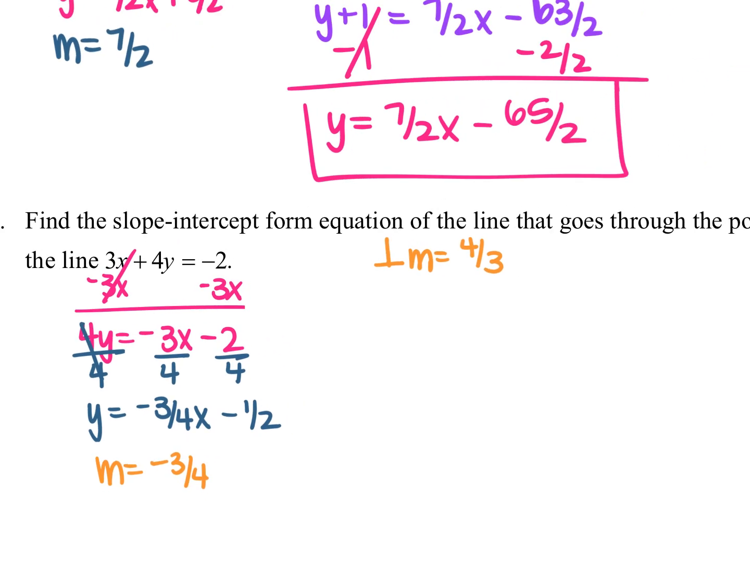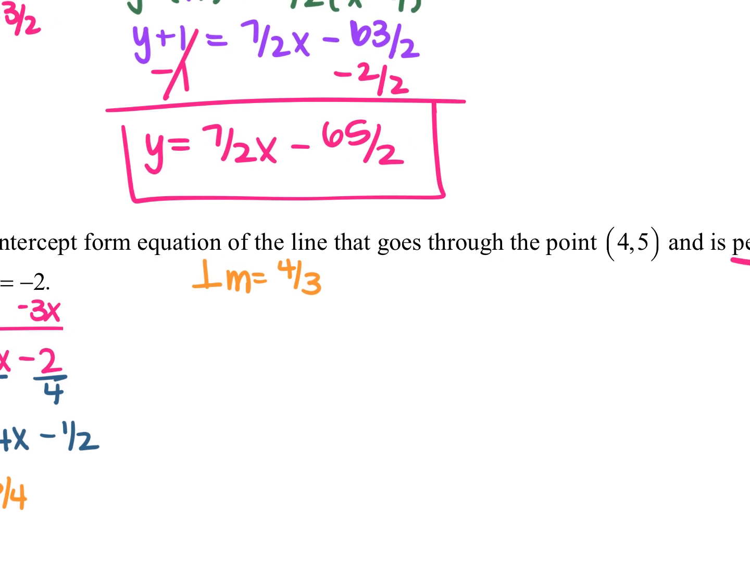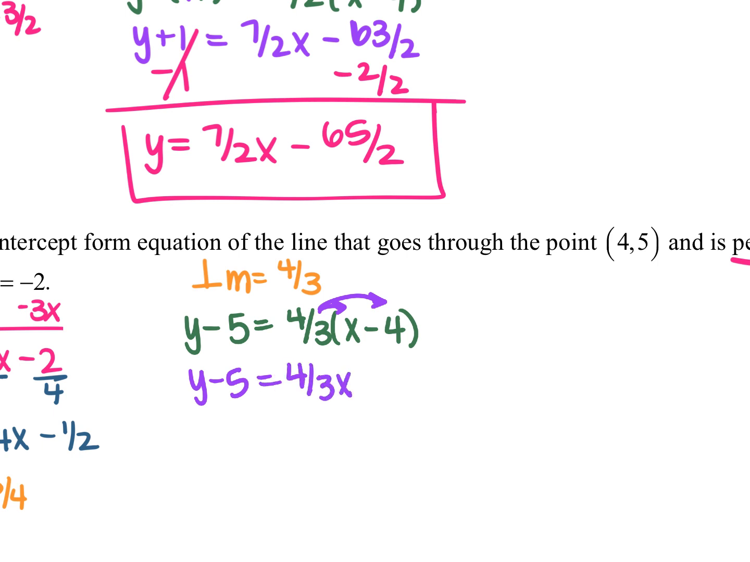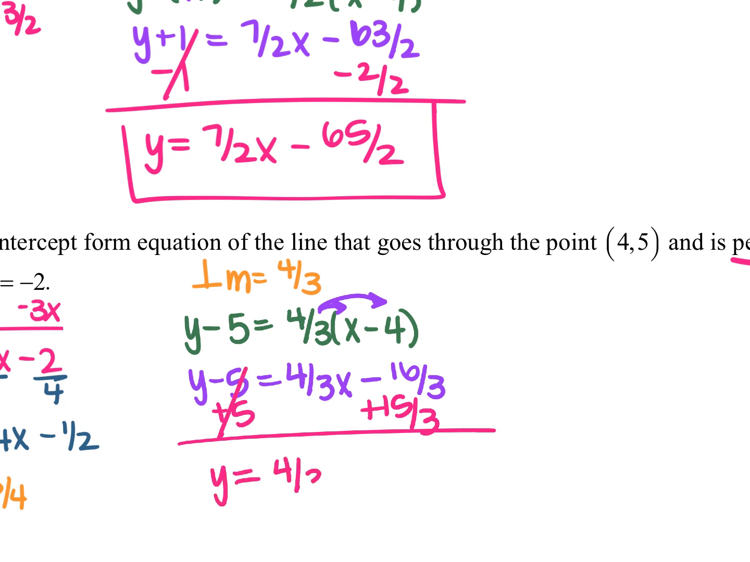From here, we're going to use that and the ordered pair, which is 4, 5, and give our point slope form equation. So y minus 5 is equal to 4/3 times x minus 4. We're distributing the 4/3 in, so that's y minus 5 is equal to 4/3 x minus 16 over 3. We move the 5 over by adding it to both sides. Again, you need like denominators. So we are going to have 15 over 3. So that gives us y is equal to 4/3 x minus 1/3.